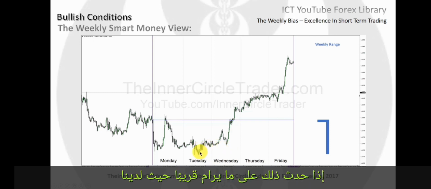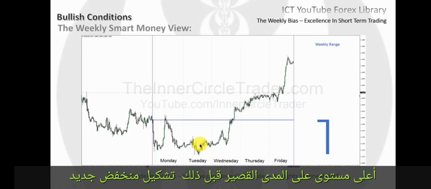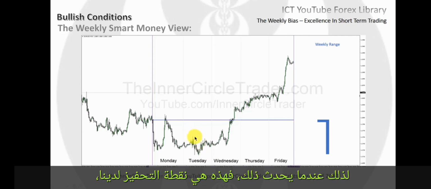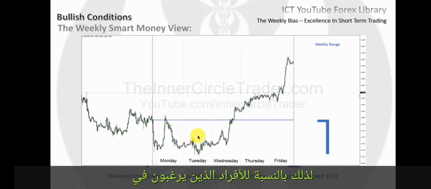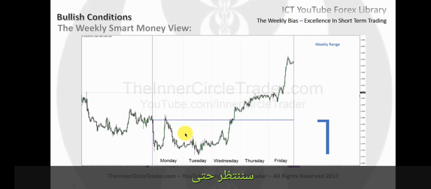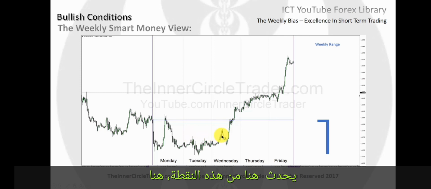Should that occur, okay, as soon as we have a lower low in the week formed, we find the short-term high prior to that new low forming. In this case, it's this here, okay? So when that occurs, that's our trigger point. So for individuals that want to buy on retracements with optimal trade entry, we're going to wait for price to break above this short-term high, which it does here.